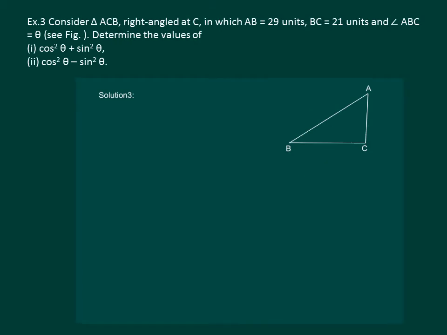Let us read the question. Consider triangle ACB right angled at C, in which AB equal to 29 units, BC equal to 21 units, angle ABC is theta. Then determine the values of cos square theta plus sin square theta and cos square theta minus sin square theta.